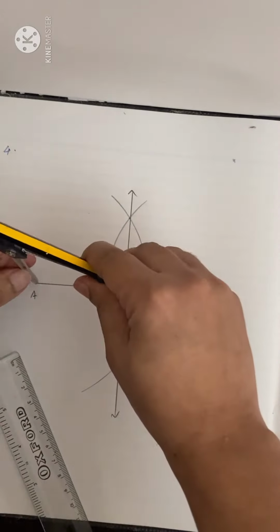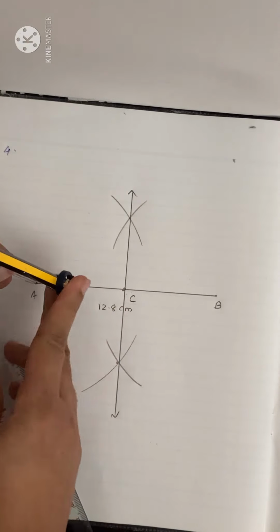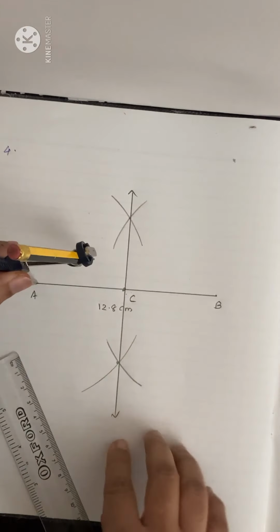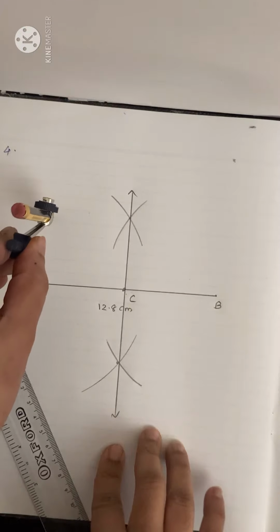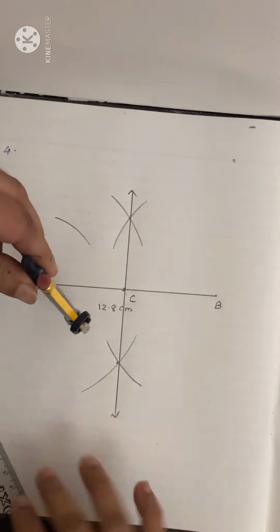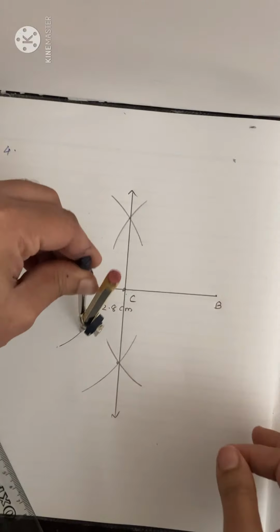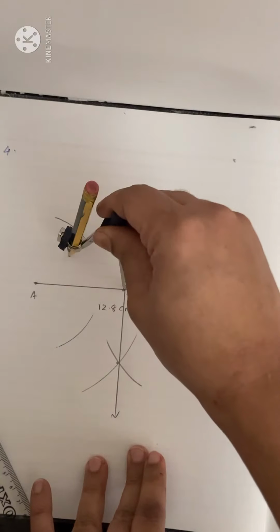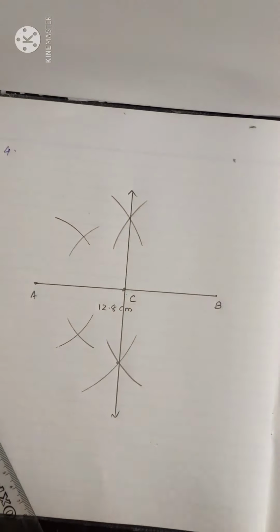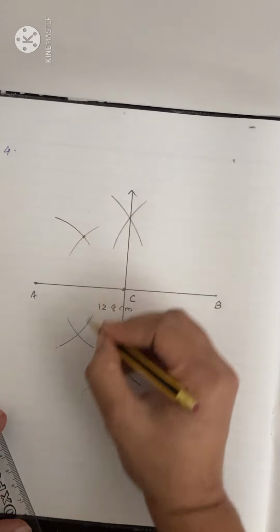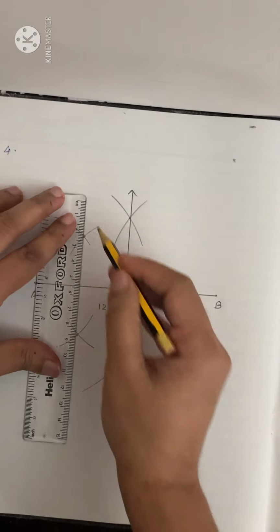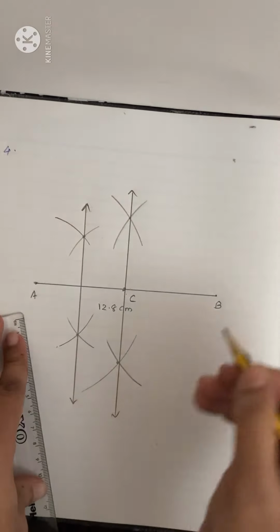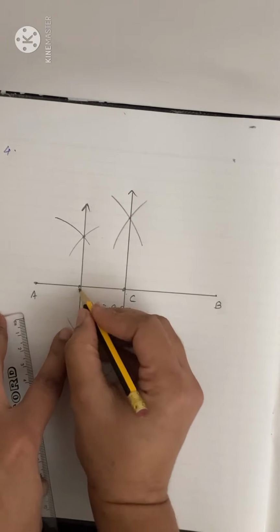So with A as center, take a radius which is more than half of AC. So like this, more than half. Draw an arc above and below the line segment with A as center. Then with C as center, draw an arc above and below the line segment. Now join the two intersecting points. Mark it as D.